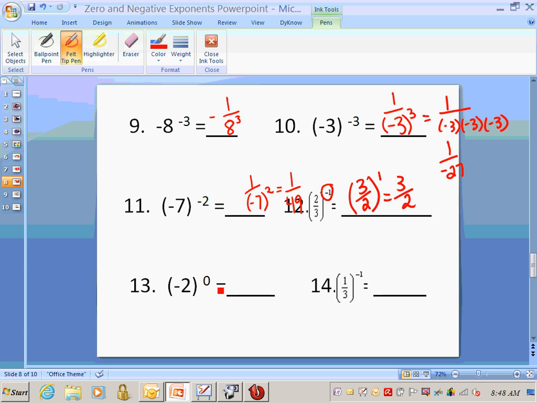Negative 2 to the 0 power. 1. Was the negative included? Yes. Okay, 14, it's to the negative 1. What could I do? Flip it. So I would have 3/1 to the positive 1 now, which is going to be 3.